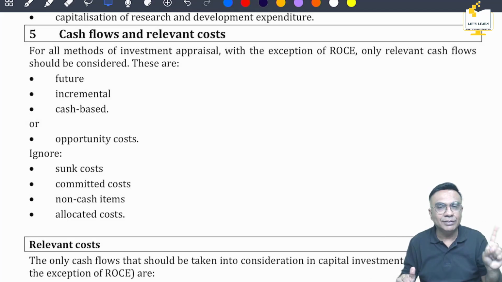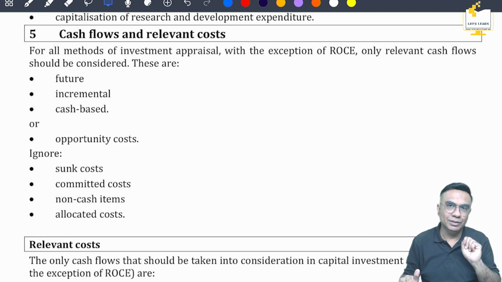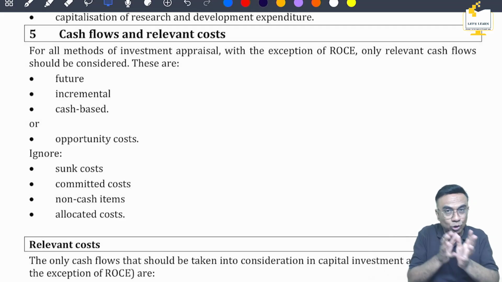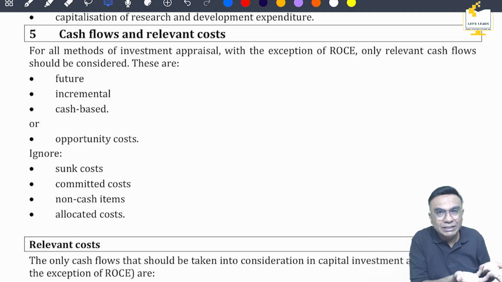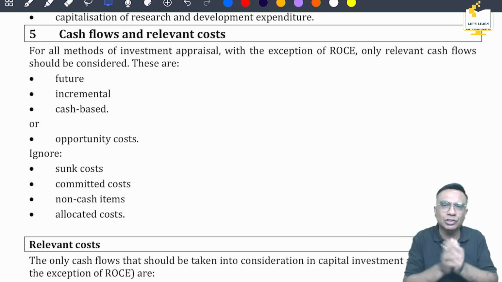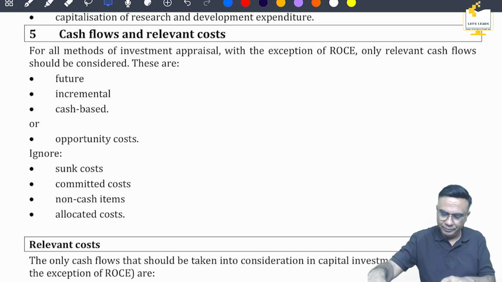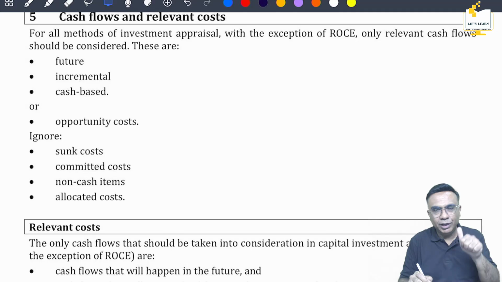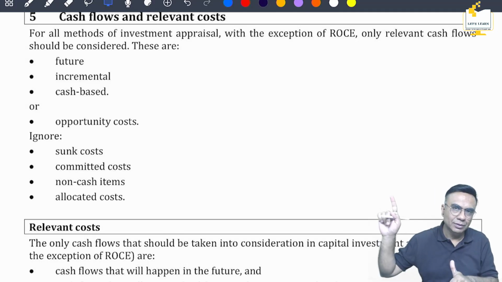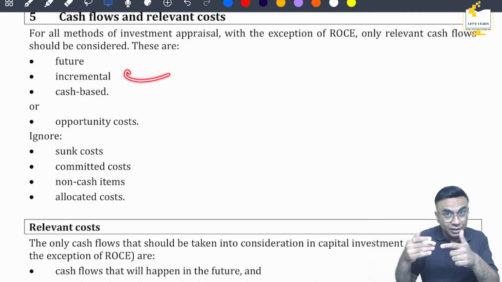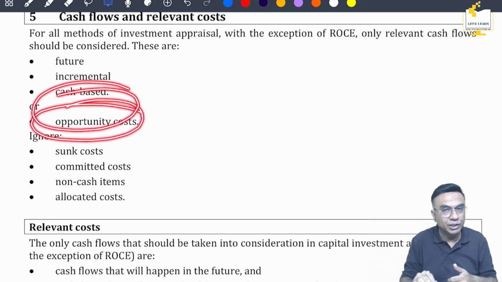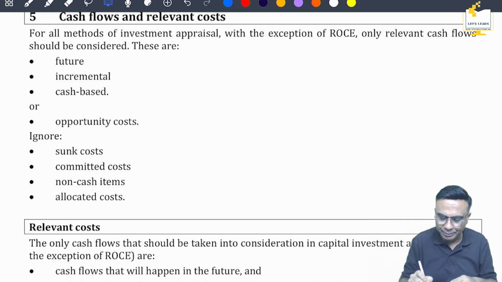So that 5,000 is opportunity cost. You are losing that 5,000. Getting it? Because once you use that shop for your own business, you cannot give it on rent. So that will be a loss, cash loss. So this is also a cash flow. It's an outflow, but it's a cash flow. Okay, so you have to take all future cash flows. You have to take the incremental cash flows and you have to take some opportunity cost, cash based or opportunity cost.